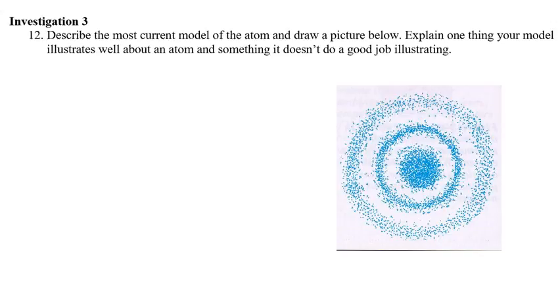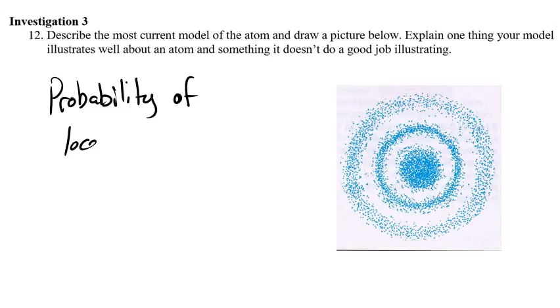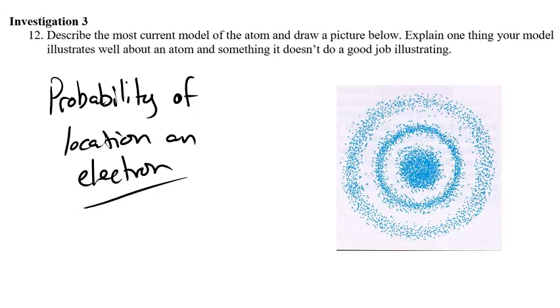Question 12. Describe the most current model of the atom and draw a picture below. There is a picture here of an electron cloud diagram. This thing illustrates the probability of their location. Doesn't tell you anything about the nucleus, though.